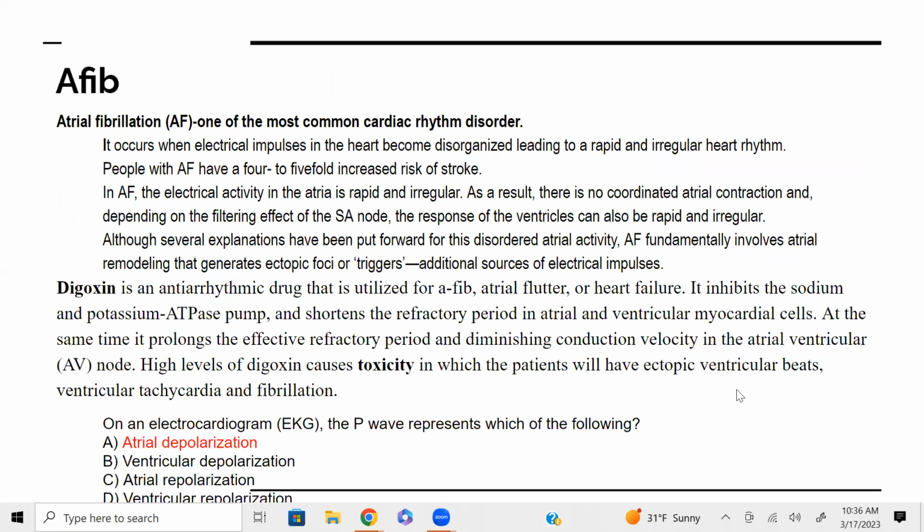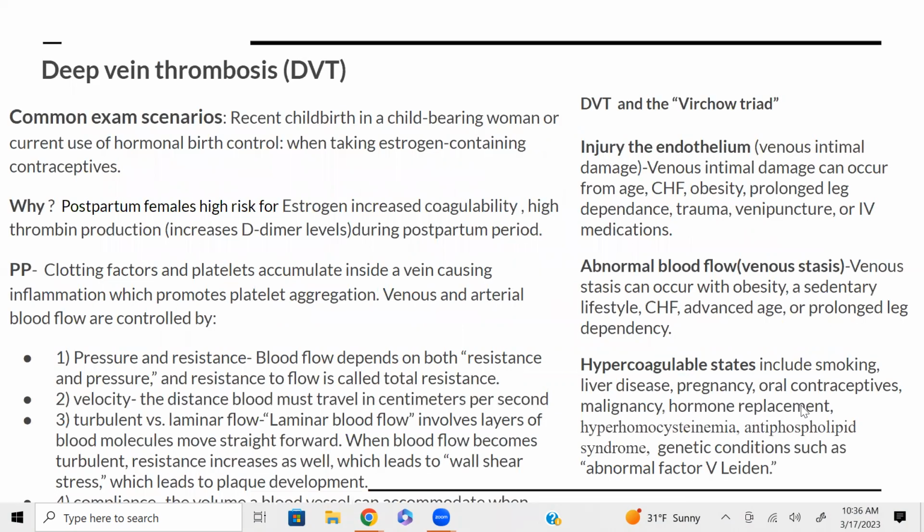Atrial fibrillation is a condition that you will see a lot of times on these questions. Digoxin you'll see on pharmacology questions. So I have the toxicity listed here, what causes the toxicity and the pathophysiology, and here's the sample question on EKG variation. DVT is another one you will see a lot.